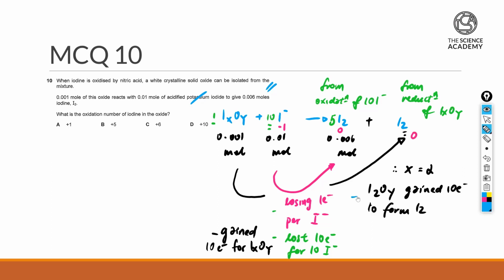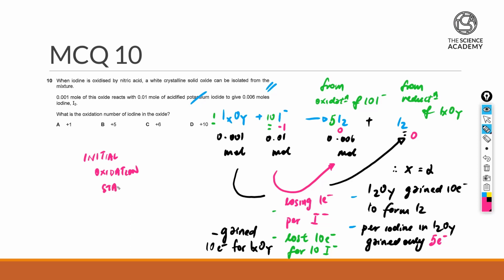So if I have to break it down, per iodine in I2Oy must have gained only 5 electrons. And if it gained 5 electrons to become that of 0, then we can very quickly find that the initial oxidation state of iodine in I2Oy would have been the final oxidation state.